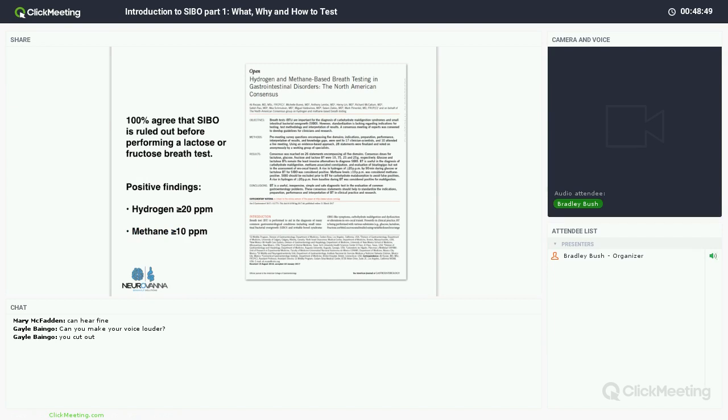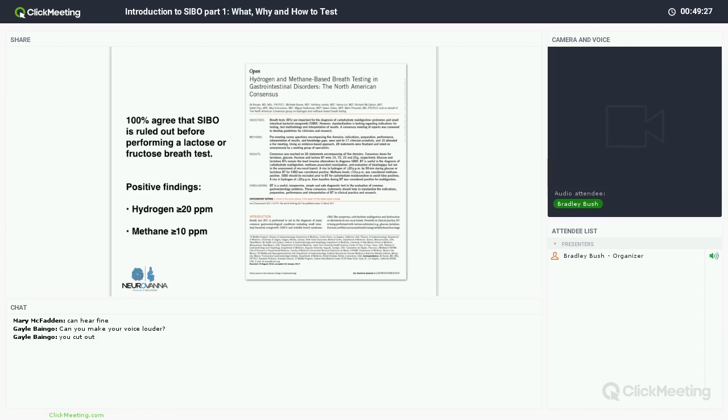So recently in May, there was a consensus paper published. It was the North American Consensus on Breath Testing, and it's been a big change in how we do things, because all these gastroenterologists and researchers that are really well known in their fields got together. They did some surveys, did some networking, and they came up with a position paper. And in that, 100% of them agree that you should always do a SIBO test before any lactose or fructose breath test.